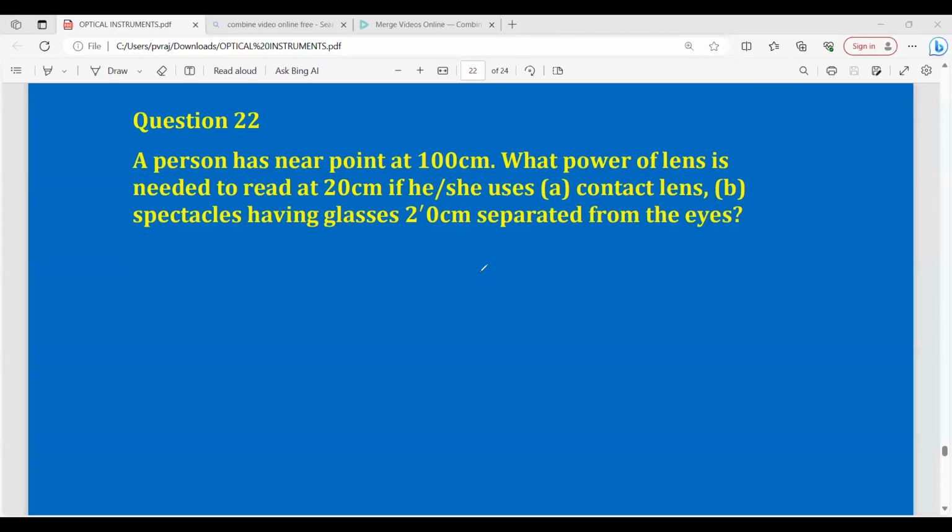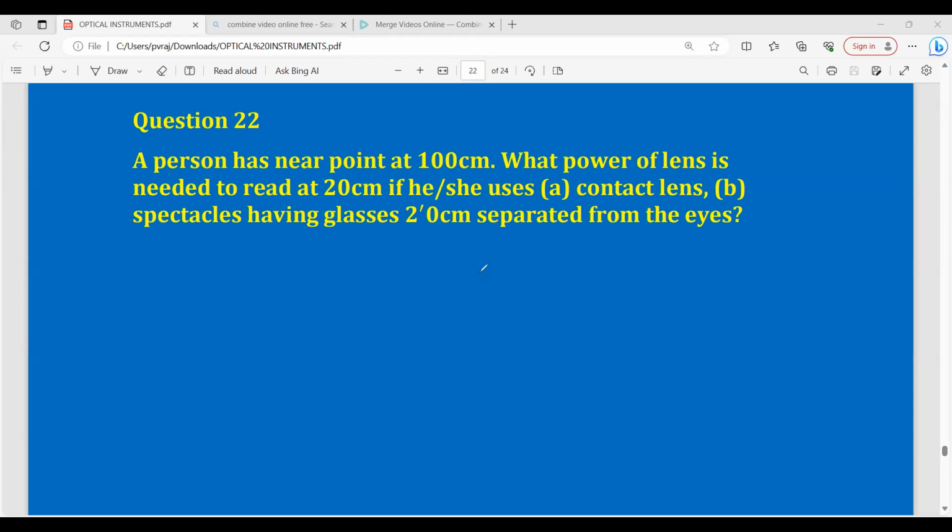A person has a near point at 100 centimeters. That means directly he can see objects only at 100 centimeters. Below 100 centimeters, he cannot see objects. What power of lens is needed to read at 20 centimeters? That means even if the object is placed at 20 centimeters, the image should be formed at 100 centimeters. Then if he uses a contact lens.